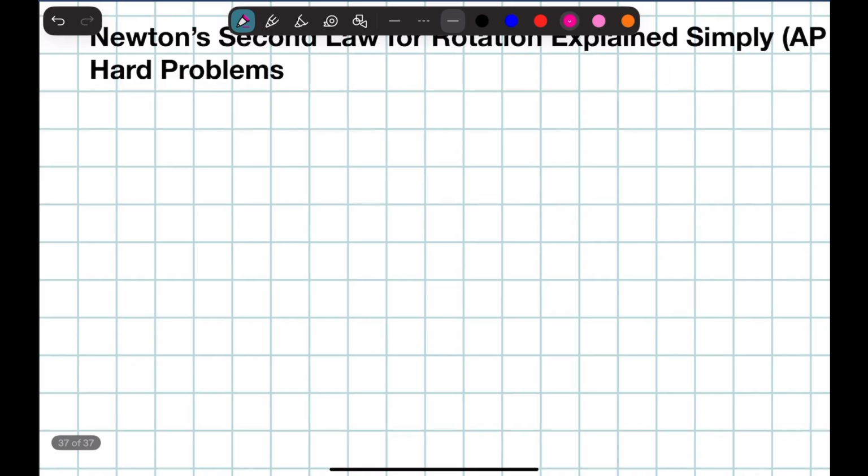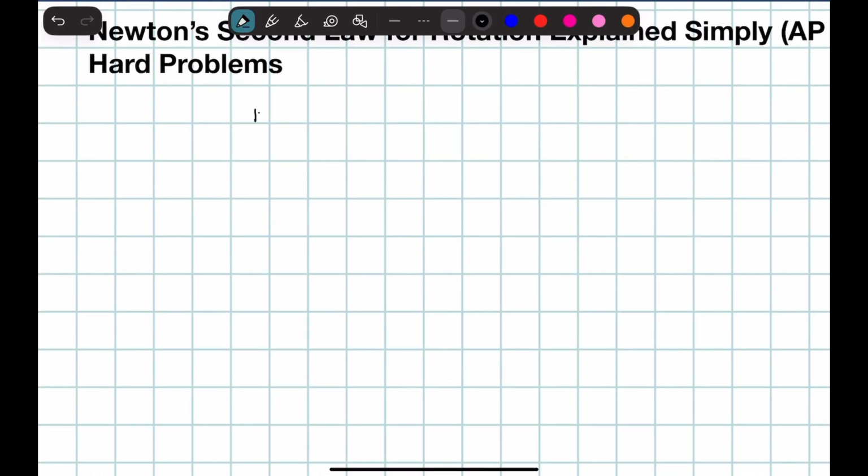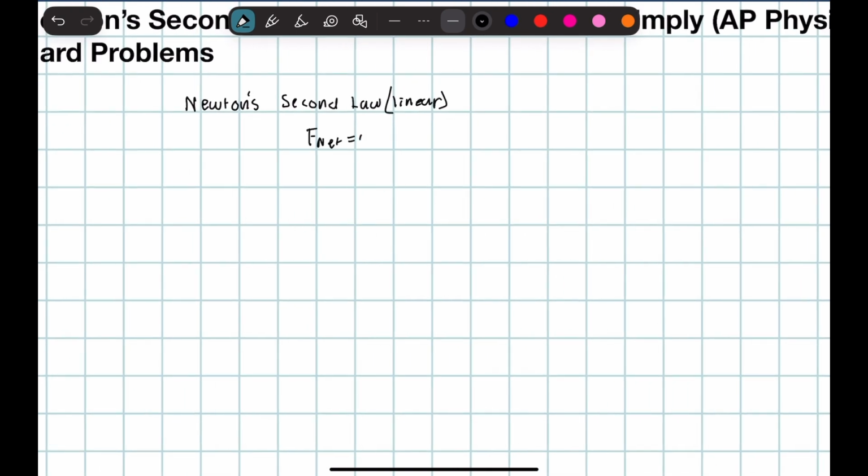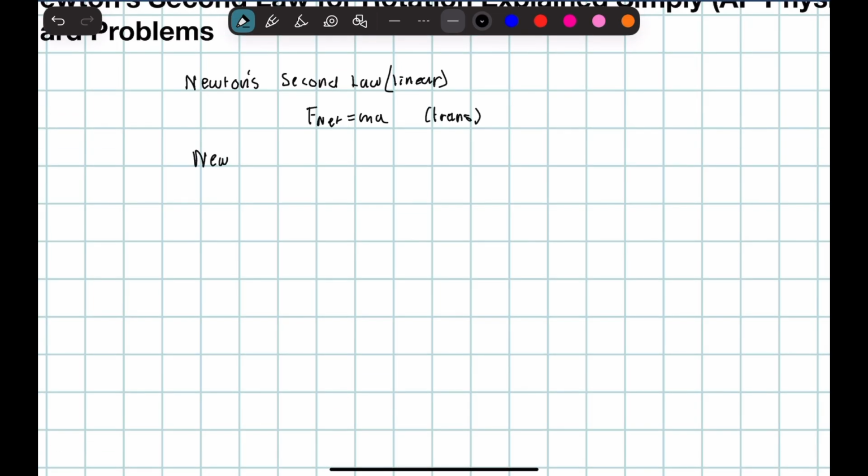So let's start off with some things that you have to know. Again, Newton's second law, in the linear form. So that is just F net is equal to ma. So this is translational motion, right? So now let's continue with Newton's second law.